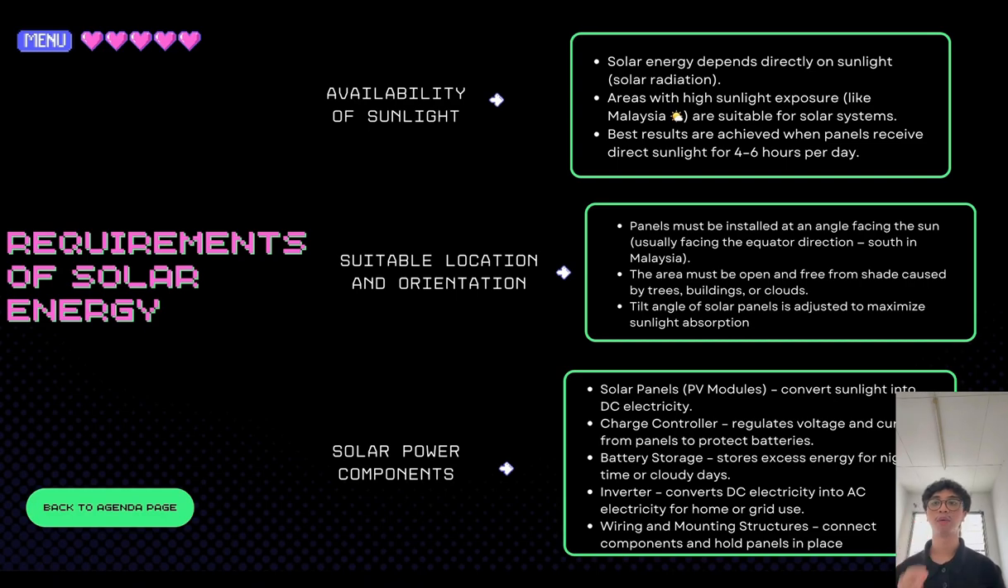The third one is solar power component. Solar panels, which is PV modules, converts sunlight into DC electricity. It also charge controller, which regulates voltage and current from panels to protect batteries. Battery storage, it stores excess energy for nighttime or cloudy days. Inverter, it converts DC electricity into AC electricity for home or grid use. It also used for wiring and mounting structures, which is connect components and hold panels in place.